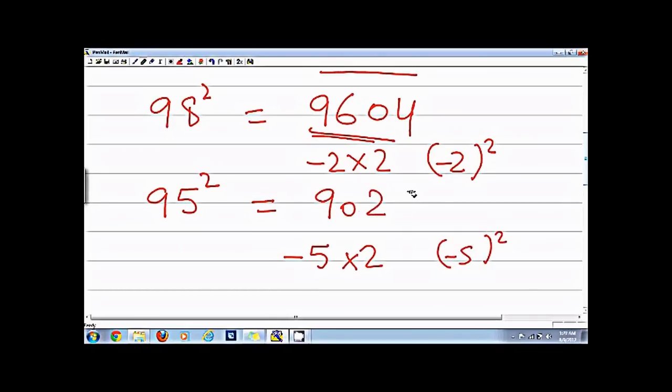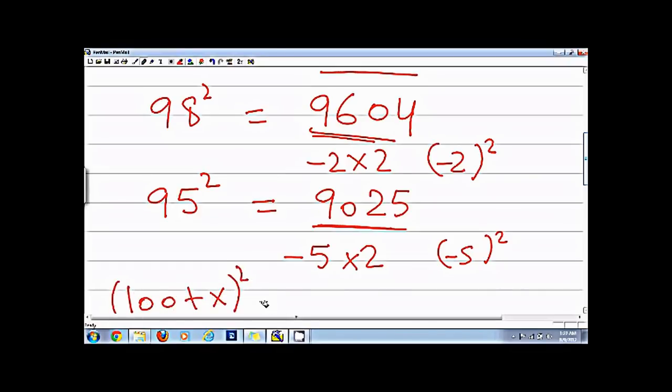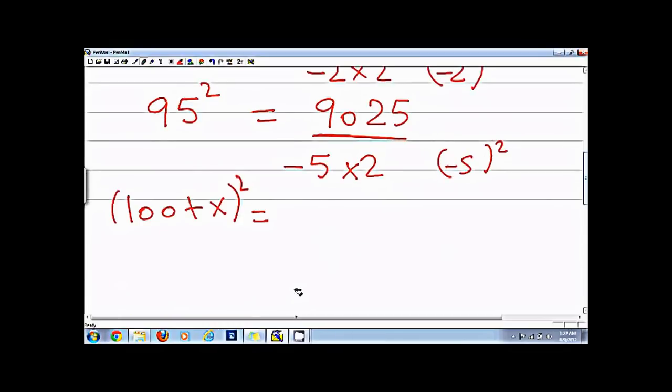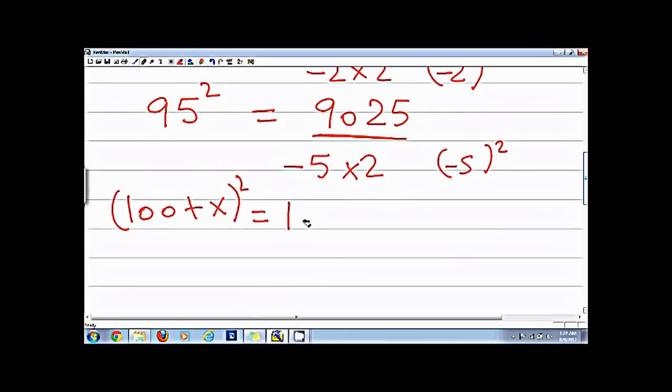Now this is not magic, there is a proof for this trick. If we have 100 plus x and we want to take the square of this number, we can see it's 10000 plus 200x plus x squared. If you look at this equation, it looks very close to my trick.